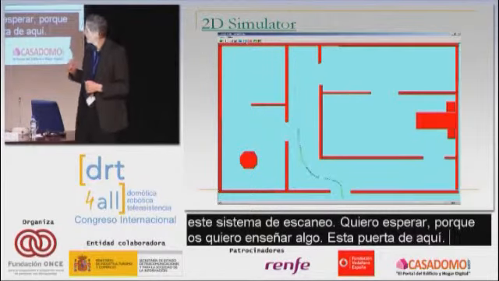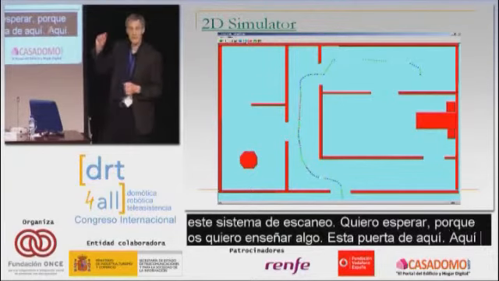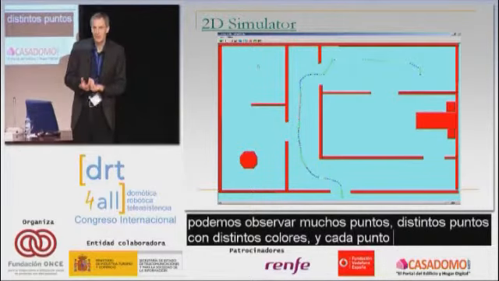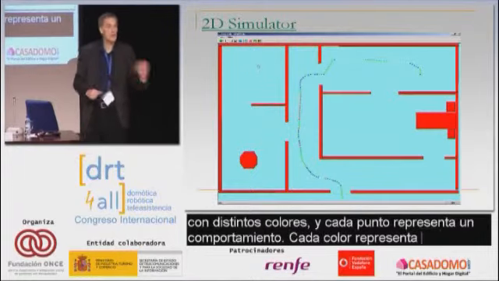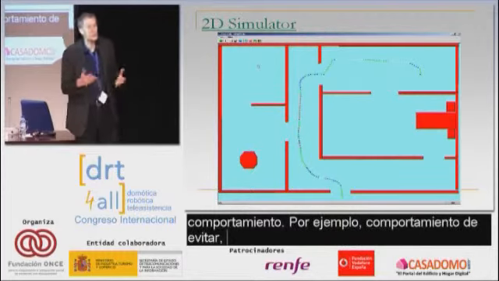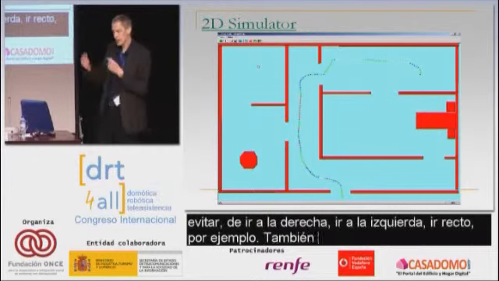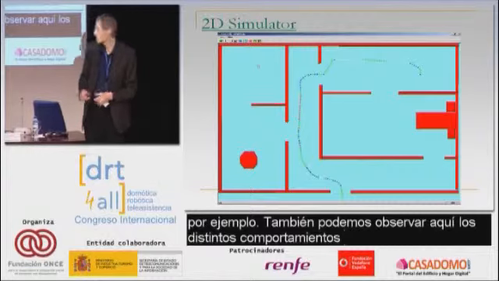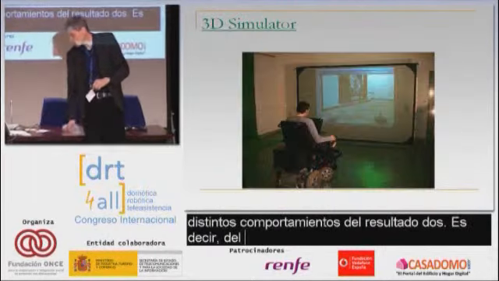Okay. Here you can see a lot of points, different points with different colors. Each point represents one behavior, and each color is one type of behavior: avoidance behavior, follow right wall, follow left wall, go back, go forward direction, for example. And you can see here the different behaviors that were output to the wheelchair. This is the coordination between the person and the wheelchair.